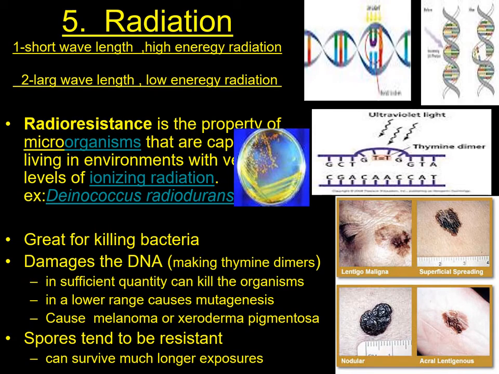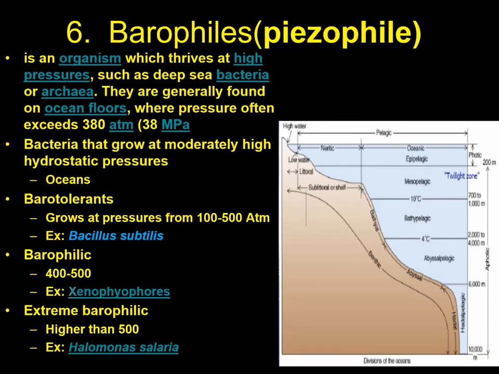Radiation damages DNA, making thymine dimers in the double strand of DNA in sufficient quantity that can kill the microorganism. At lower levels it causes mutagenesis, making mutations that cause melanoma or xeroderma pigmentosa. Spores tend to be resistant to radiation and can survive much longer exposure.